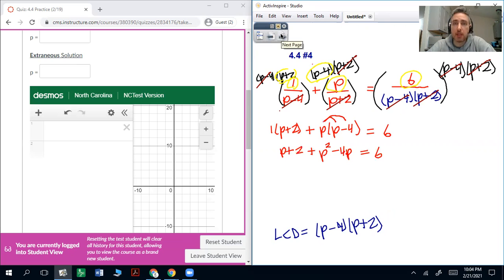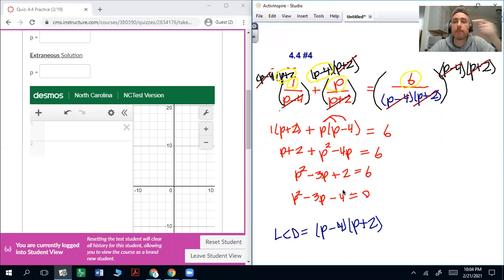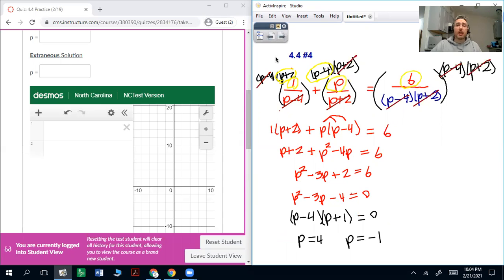P plus 2, 1, p minus 4, p, and 6. And so that's going to be p plus 2 plus p squared minus 4p. We're going to distribute that p equals 6. So we get p squared minus 3p plus 2 equals 6. And I'm going to subtract the 6, make that minus 4. Now I have p squared minus 3p minus 4 equals 0. I'm going to factor that. And when I factor that, I get p minus 4, p plus 1 equals 0. And my zeros from there are p equals 4 and p equals -1.